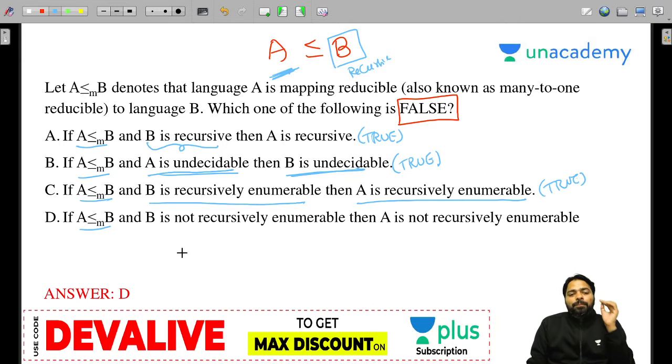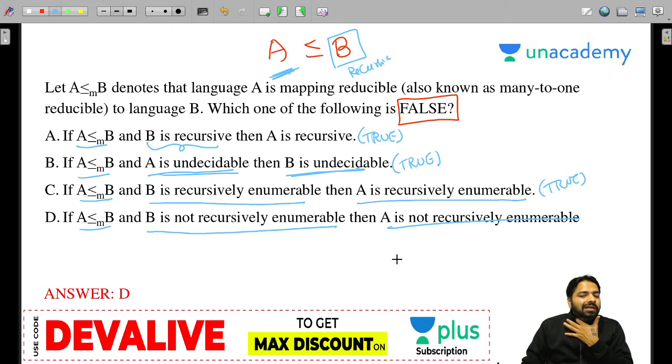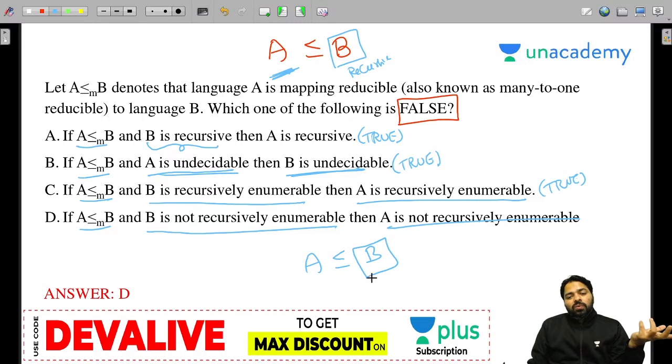And now B is not RE. That doesn't mean that A is not RE. Is that true? B is not RE. A might be RE, guys. A might be not RE. You don't know. What you are trying to say is B has no Turing machine, but A might have, right? B is not RE because there may be other reasons inside B. Yes, D is the false statement. Fine.